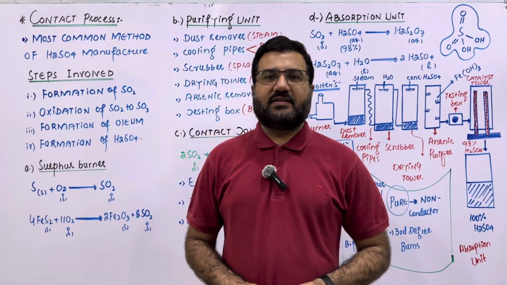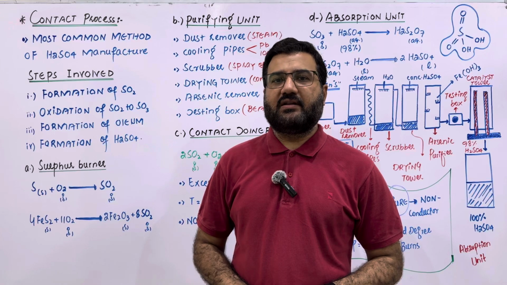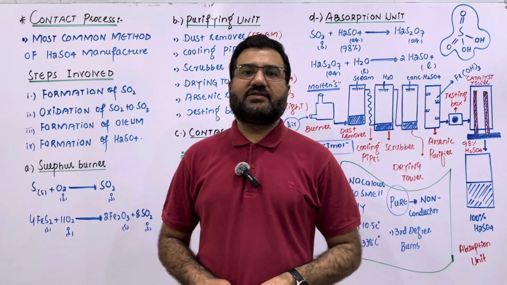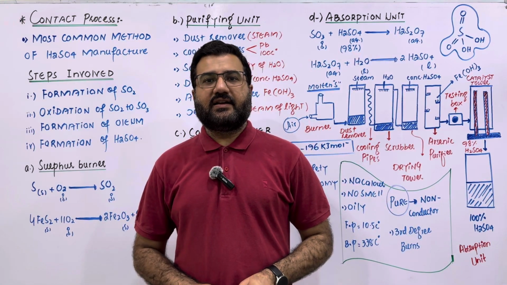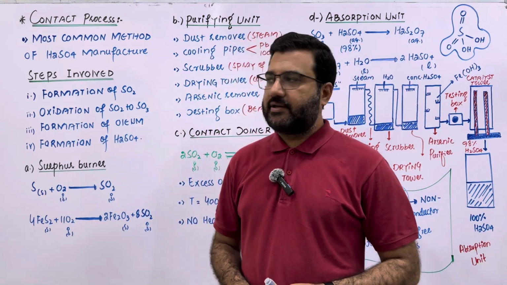Welcome dear students. In this lecture we are going to talk about the most common method used for the manufacture of sulfuric acid, and that is the contact process, which was developed in the 19th century.